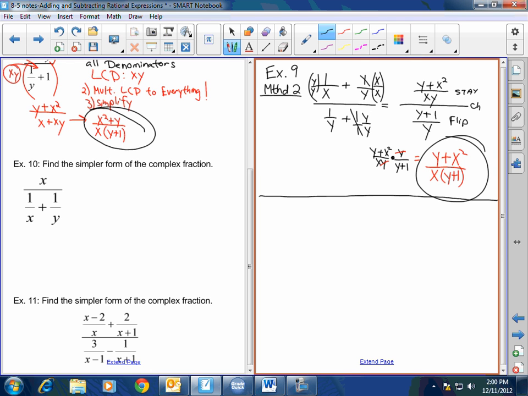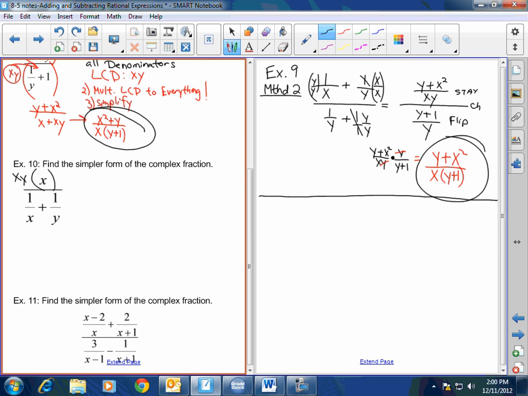XY. Remember, I have to multiply everything by the LCD, which is XY. What's XY times X? X squared Y. Now look, when I distribute, XY divided by X would equal Y. Good job. X plus XY divided by Y would equal?